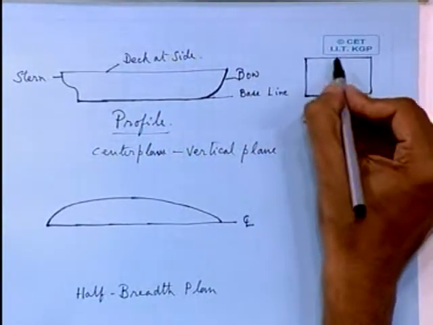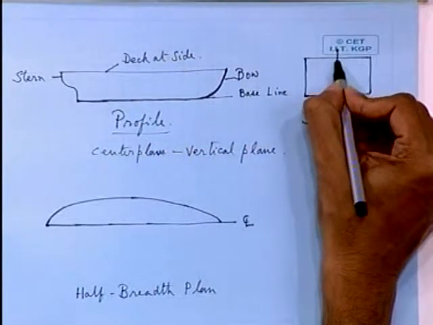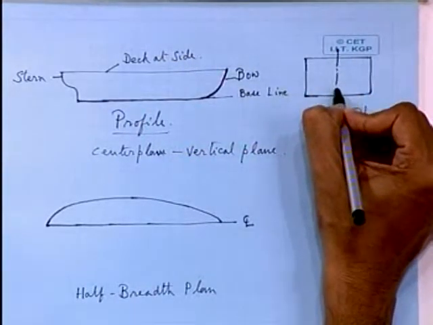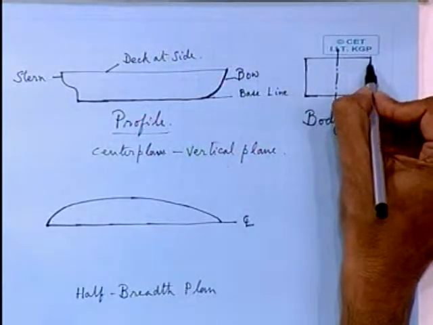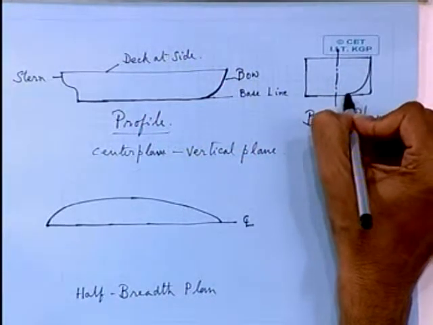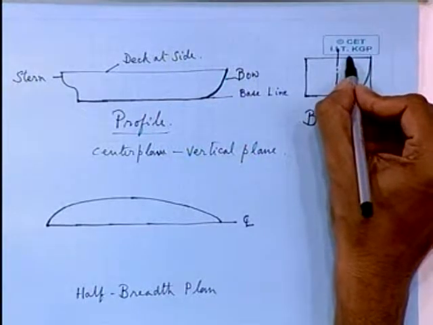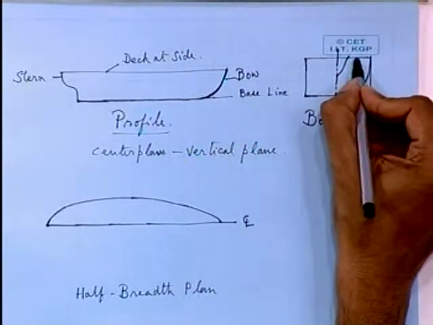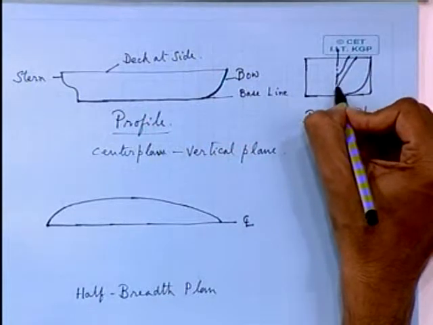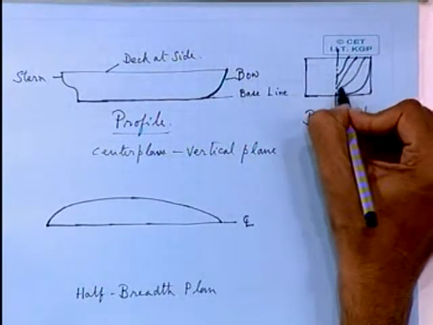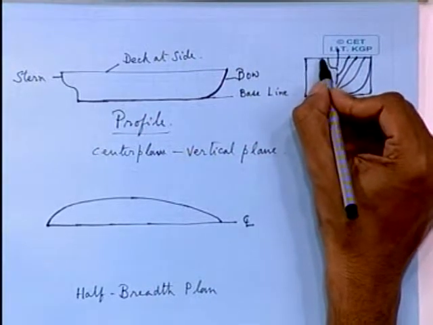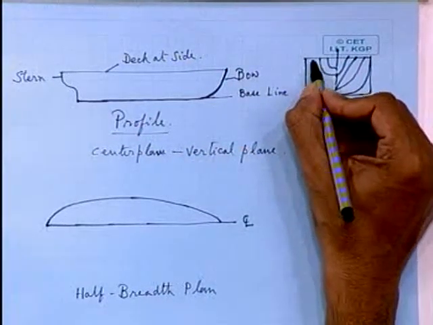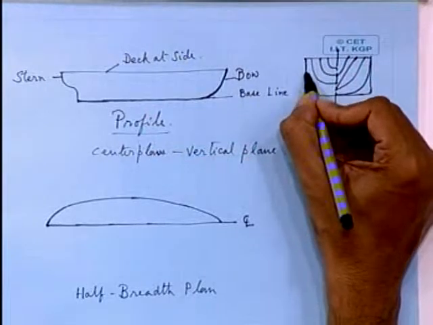So, here also you draw the center line of the ship by means of a vertical line, and the sections will be shown in this manner. That is, forward sections on the right hand side, and your aft sections on the left hand side. So, that will be your body plan.